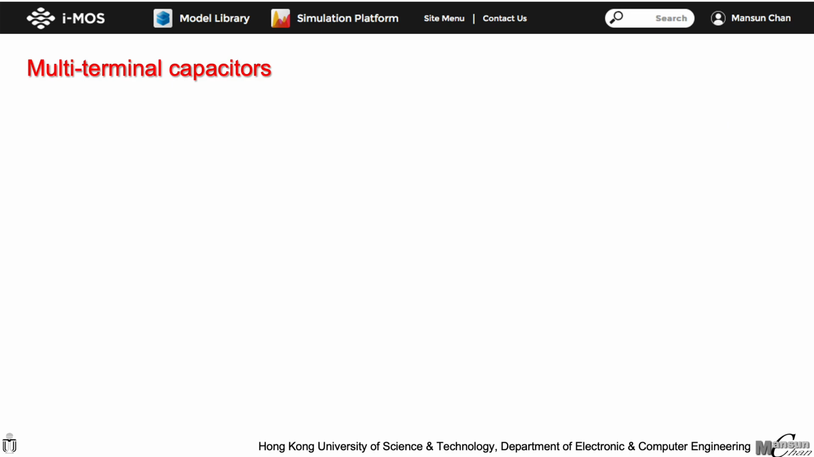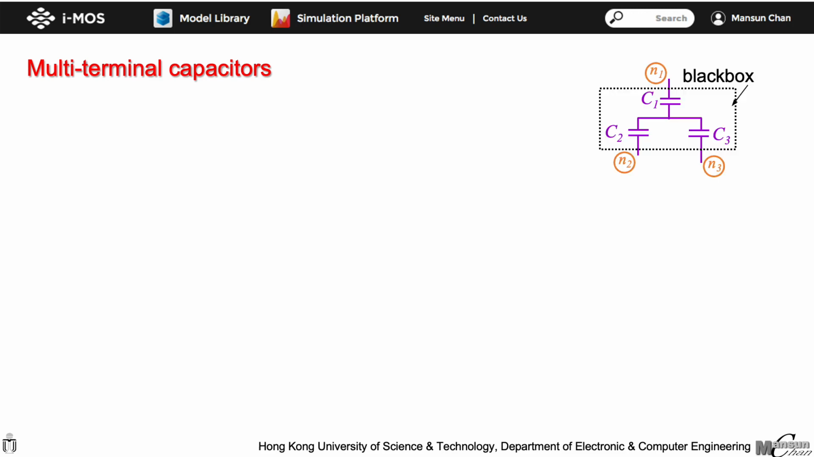In many cases, we have multi-terminal devices like transistors. Charge can be stored at each of the terminals, and the charge can be controlled by more than one terminal. Let's use a simple circuit here to illustrate the concept. We can connect three capacitors together as shown in this figure. If we treat the internal structure of the capacitor connection as a black box, then it is a charge storage device with three terminals.